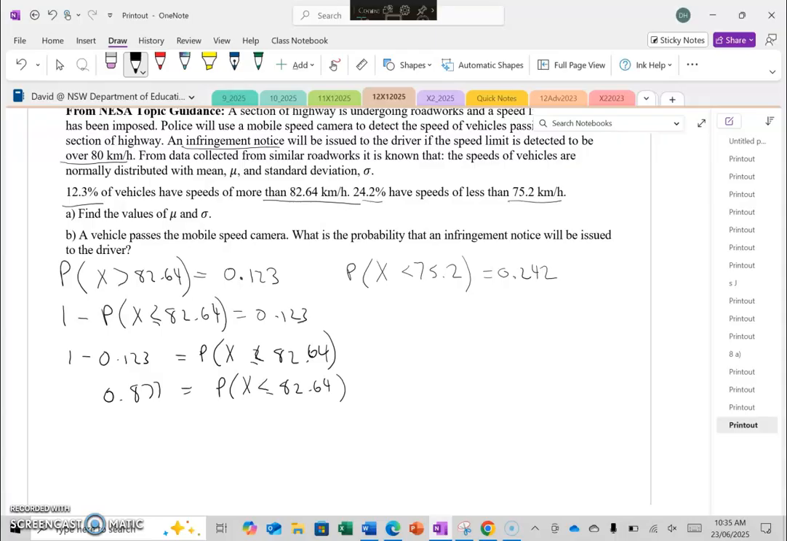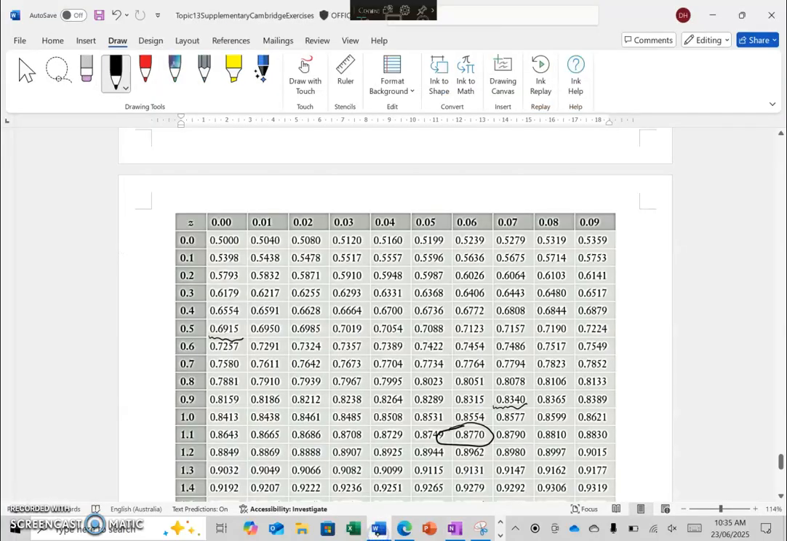Okay, so now I'm going to use the table in reverse. I've got this probability, and I want to know what Z score will make the probability of getting a Z score less than that equal to 0.877. So we're going to use the table in reverse. Let's have a look, I'm going to show the table here.